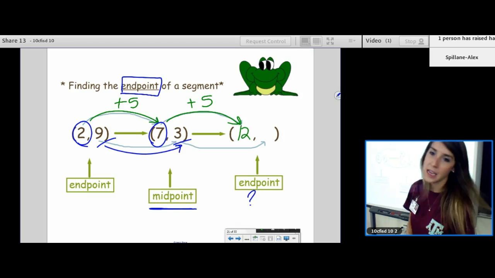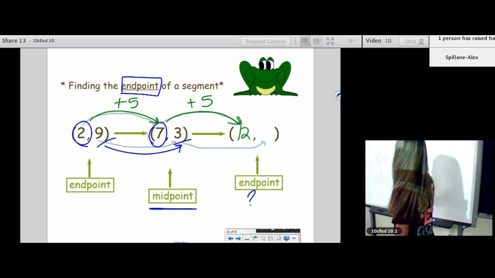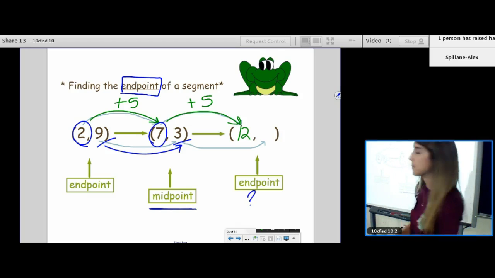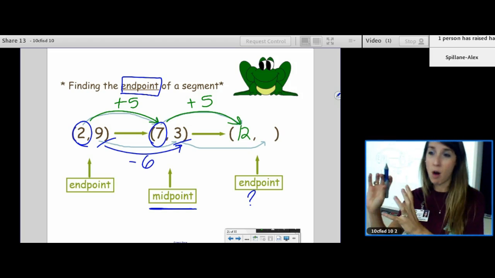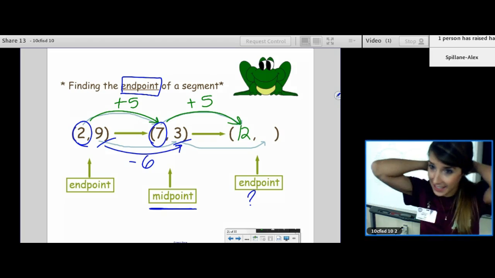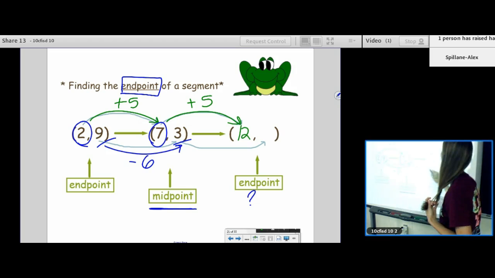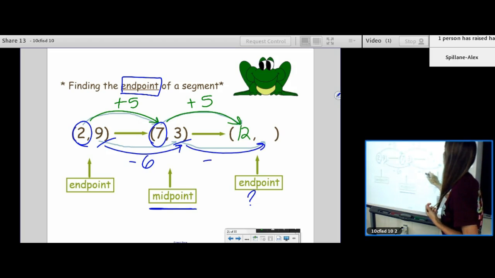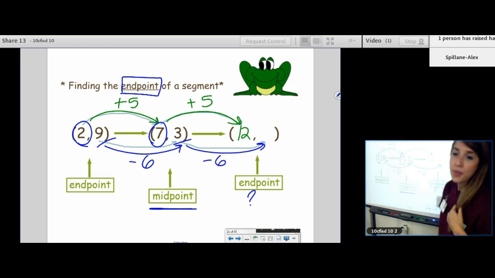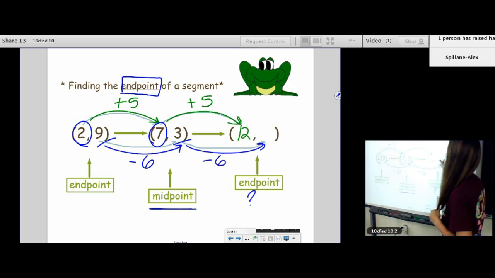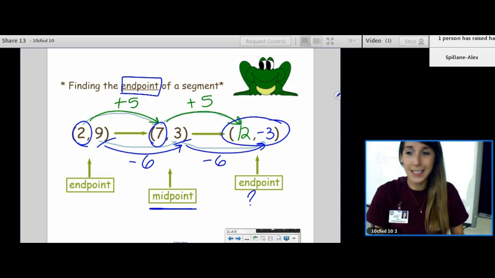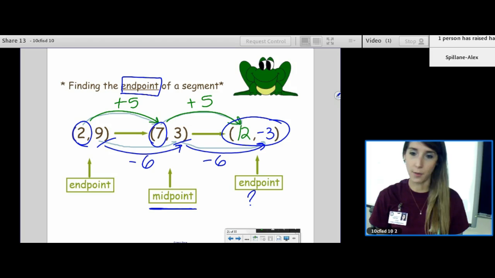Now let's do the y. From 9 to 3. 9 minus 3. How far is it from 9 to 3? We're going backwards 6. We got smaller. That's not a distance. That's just what we're leaping. So I want to go backwards 6 again. 3 minus 6 is negative 3. And that's how you play leapfrog. The answer is 12, negative 3.